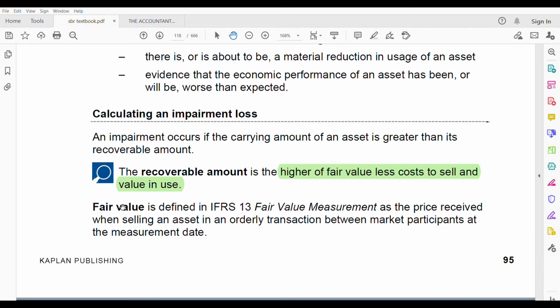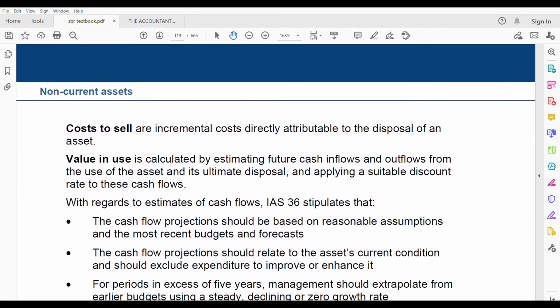Fair value is defined, so we know our definition of fair value through IFRS 13. Okay. Now, cost to sell. We know fair value, but fair value less cost to sell. So what is the cost to sell? This is incremental cost directly attributable to the disposal of an asset. So whenever you have disposed of an asset, whatever the costs directly relating to that disposal are known as cost to sell. So you can deduct this from your fair value.